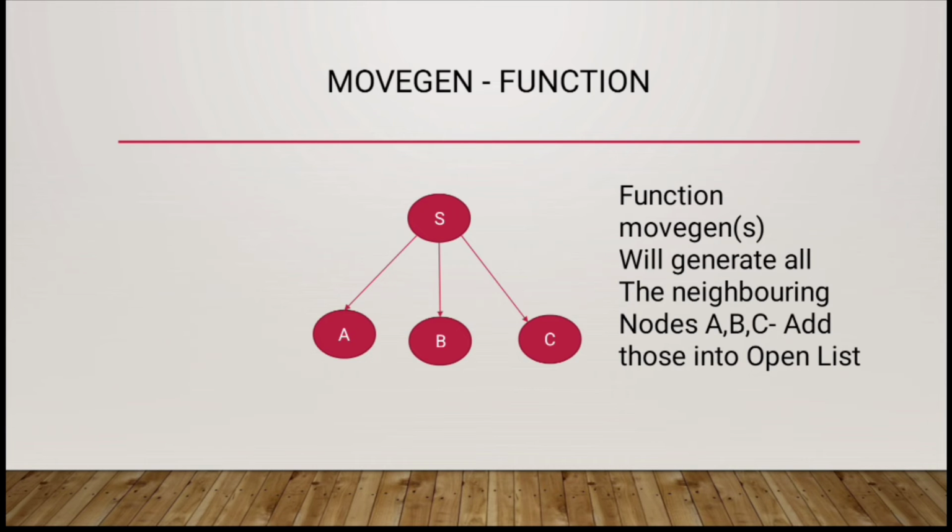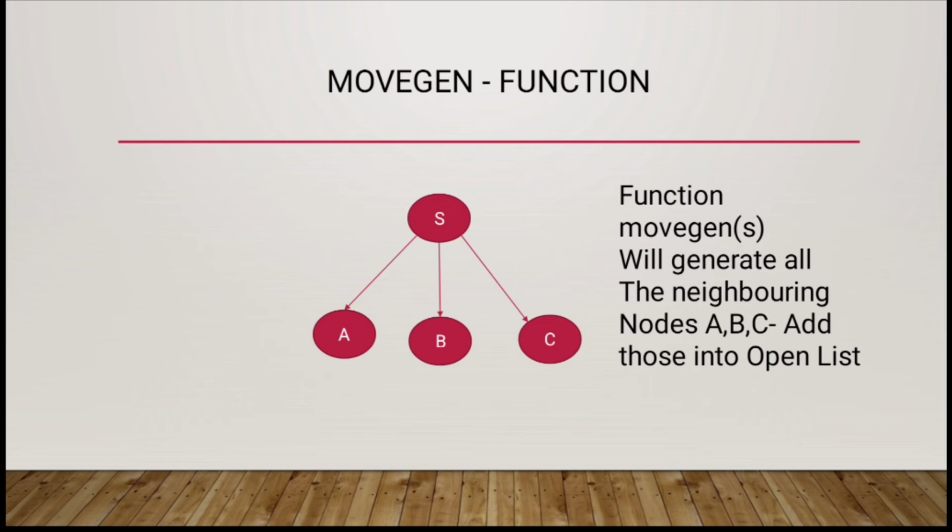So I have drawn this in a graph. For example, S will be the starting node, and from there I am going to move towards A, B or C. So these are the possible neighboring nodes that I have generated. This is a form of graph representation. So I have added all these things into the open list.